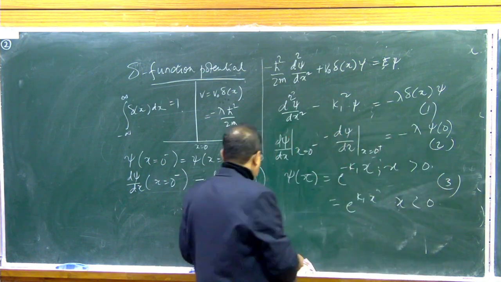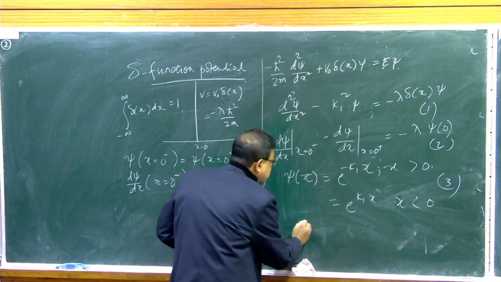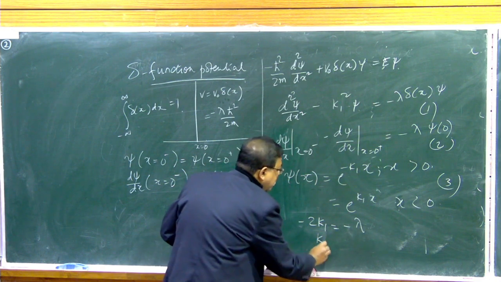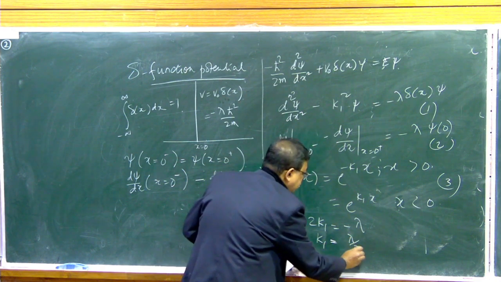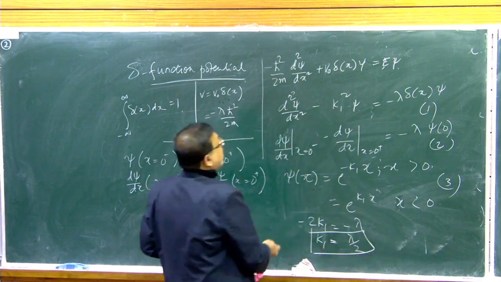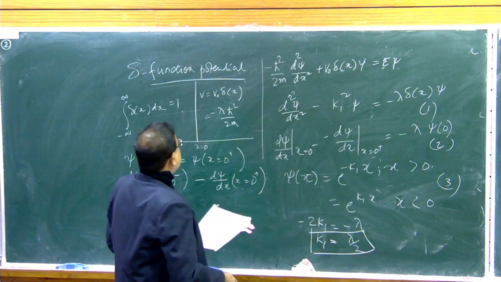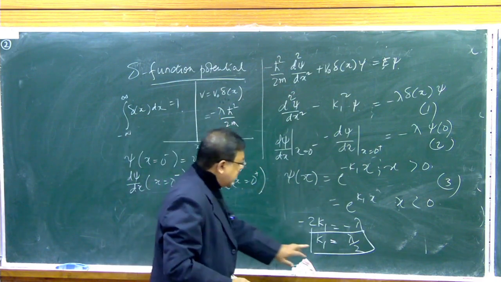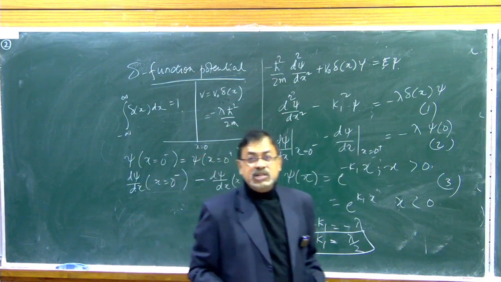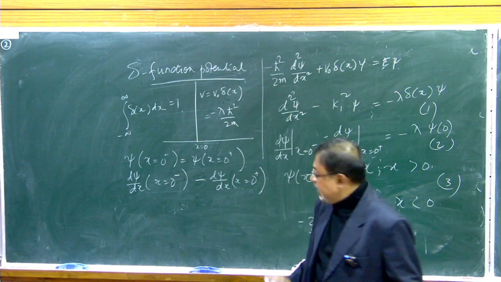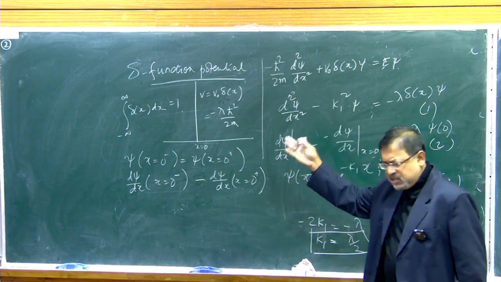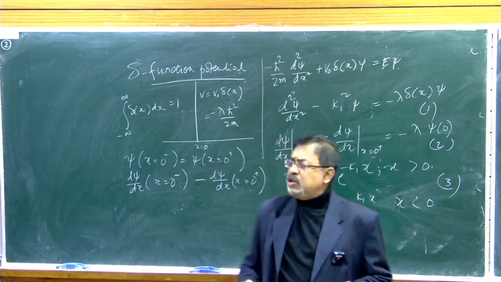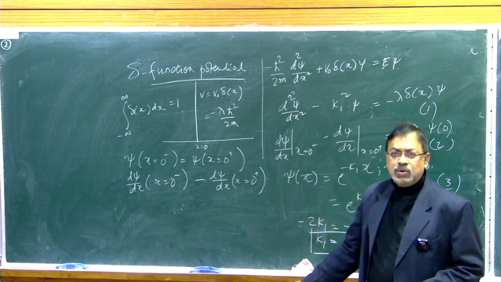So from 2 one gets that minus 2 k1 is equal to minus lambda, so k1 is equal to lambda over 2. Okay, so we have taken this lambda so that h square, m and so on have gone. This gives the equation for the energy of the particle in an attractive delta function potential. The attractive has got nothing different from the repulsive. You just have to change the sign, everything else will fall through.